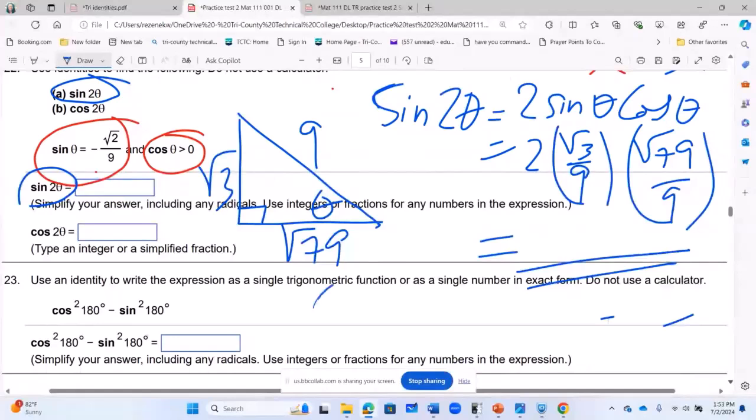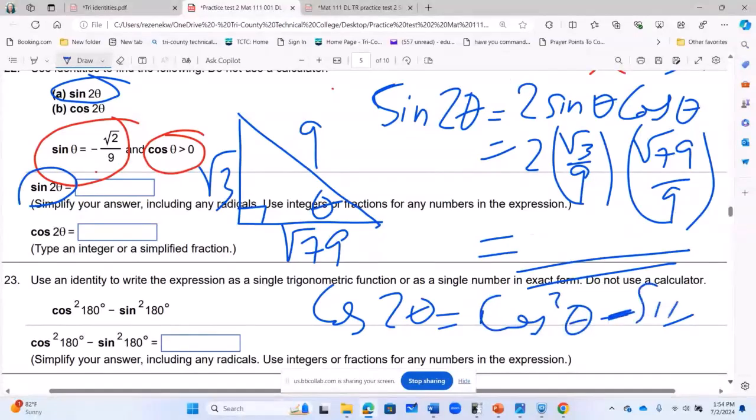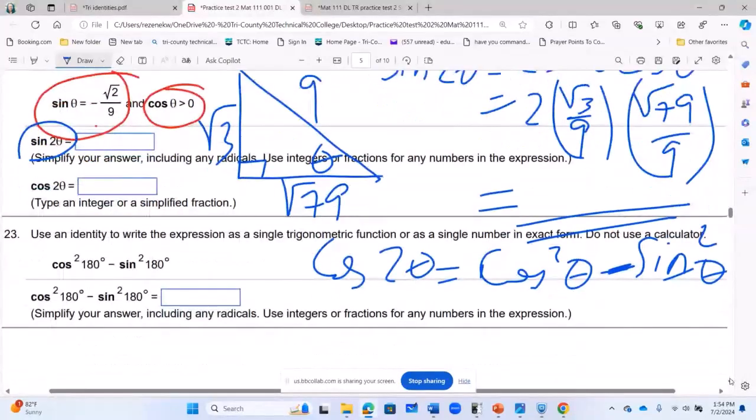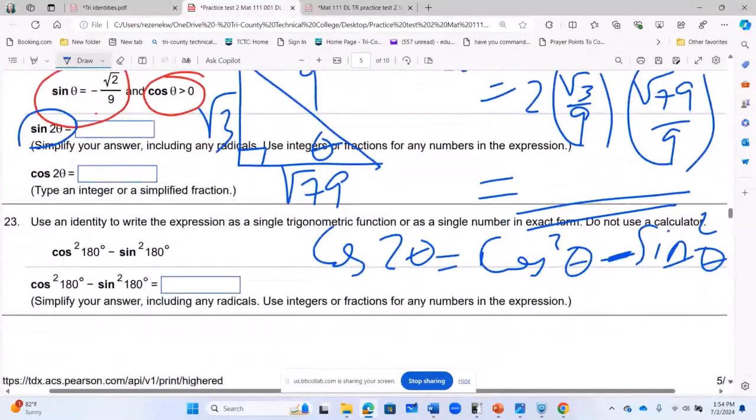If I'm looking for cosine of 2 theta, I know that cosine of 2 theta is cosine squared theta minus sine squared theta, because this is the same as cos of theta plus theta. All right, but I already know sine and cosine, so I plug them in here. That's all. So I'm only finding the cosine of 2 theta that I'm told to find.